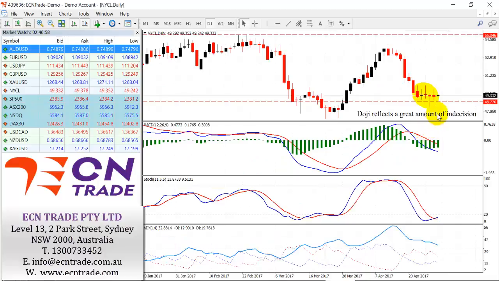To wrap up with oil, we posted a doji last week on the dailies. This reflects a great amount of indecision, so I feel the market is still coming to a bottom of the range and we should see a recovery back to about 51 to 51.5, with the support at the moment holding at 48.60 to 48.10.